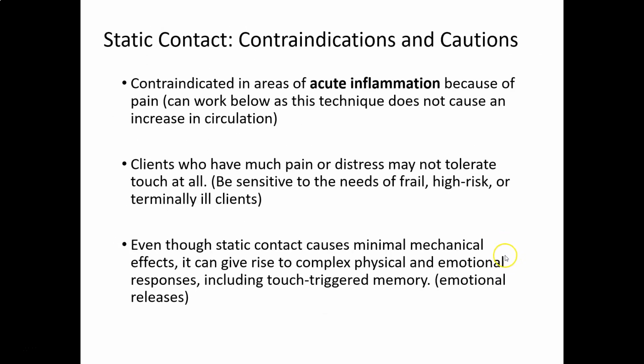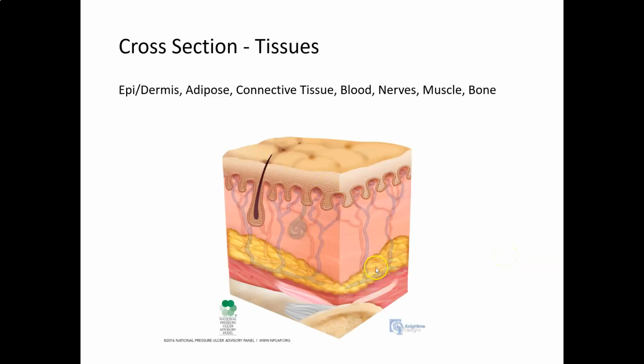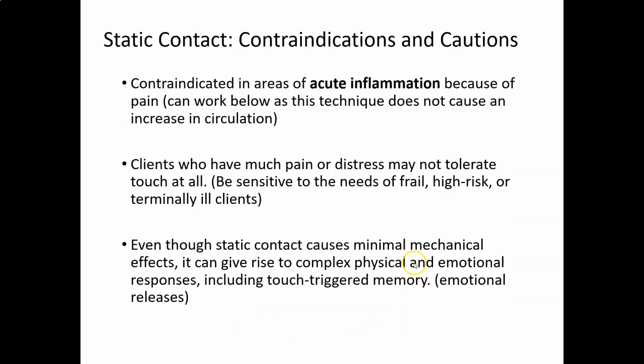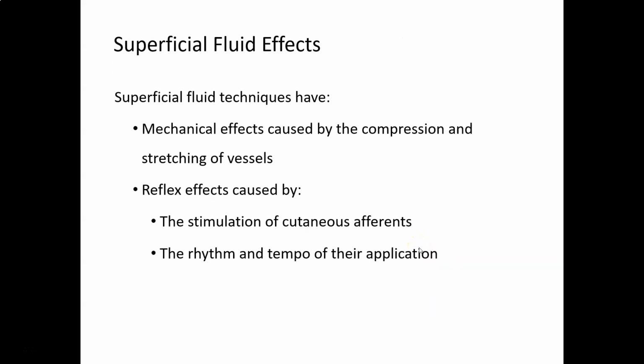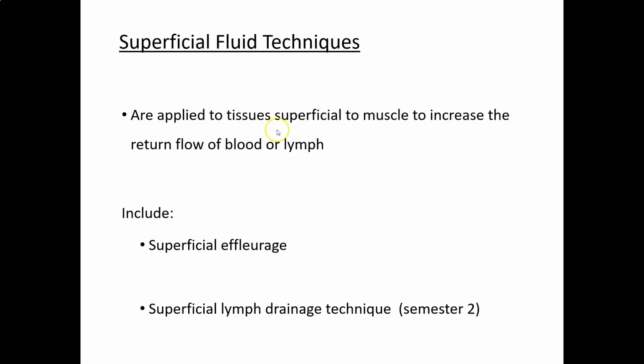Now, if we go all the way back here and look at this picture, we can see that we've got a number of structures running from skin down to muscle. Of course, muscle is represented as red here. What we're talking about is affecting these tissues here, not muscle and ligaments and so forth. So they are applied to tissue superficial to muscle to increase the return of blood and lymph, both of course back towards the heart. This includes superficial effleurage and superficial lymph drainage techniques, which you will not be taking until semester 2 or next semester.